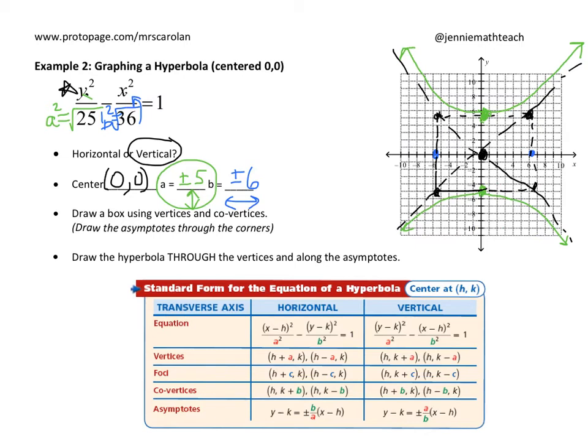A bad thing to do would be to draw it super skinny like that. Make sure that you make it as wide as you possibly can without actually crossing the asymptote.